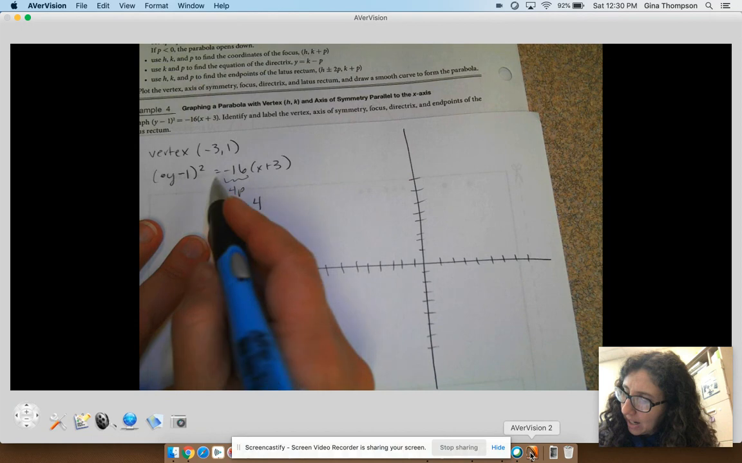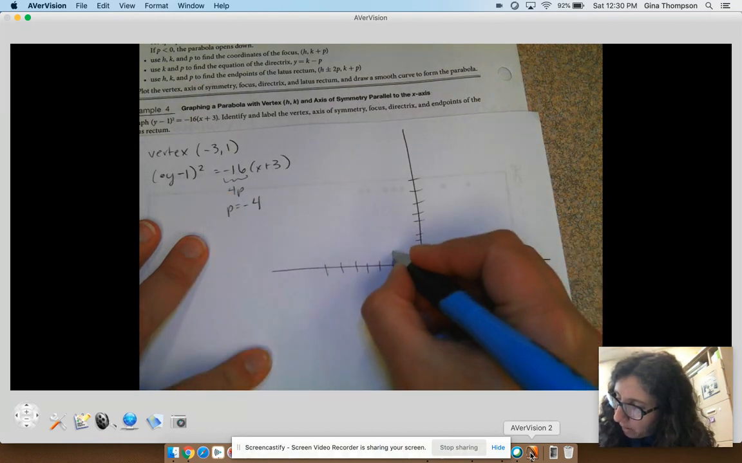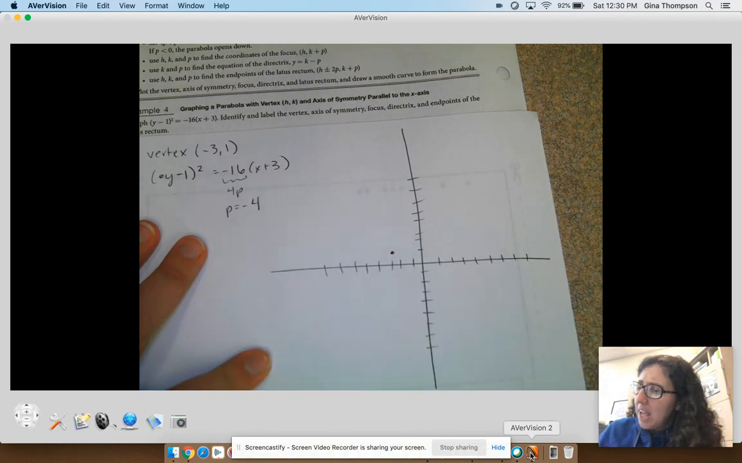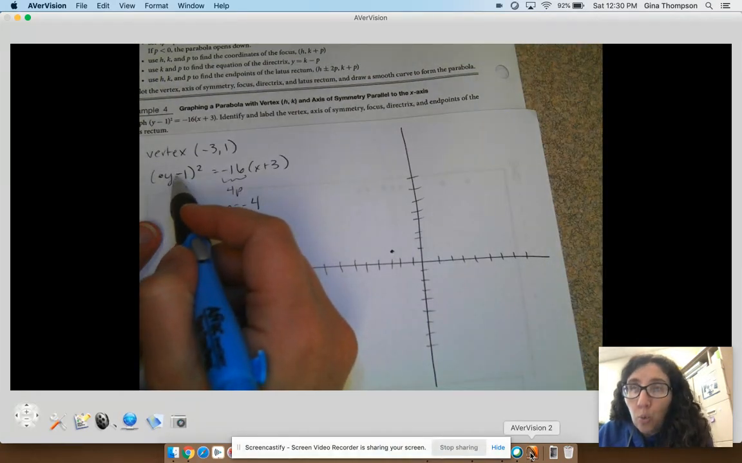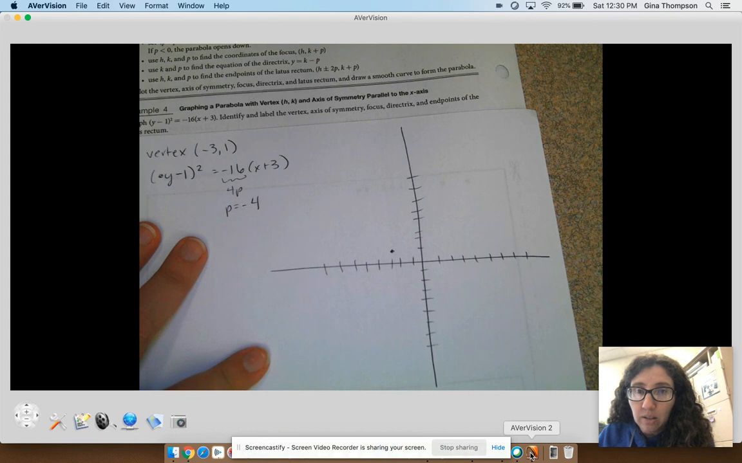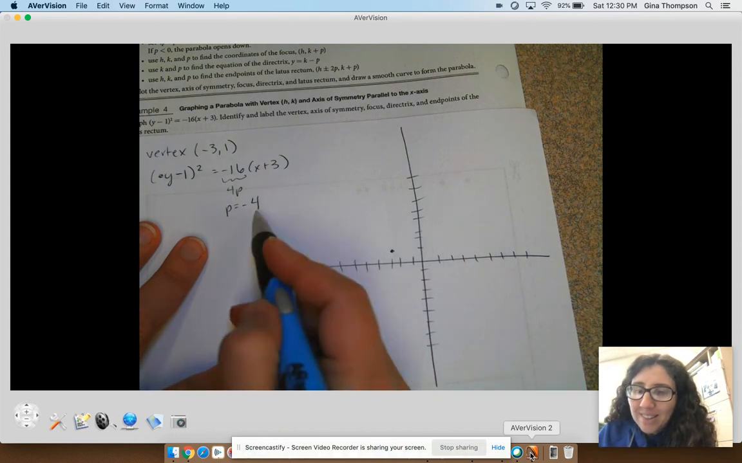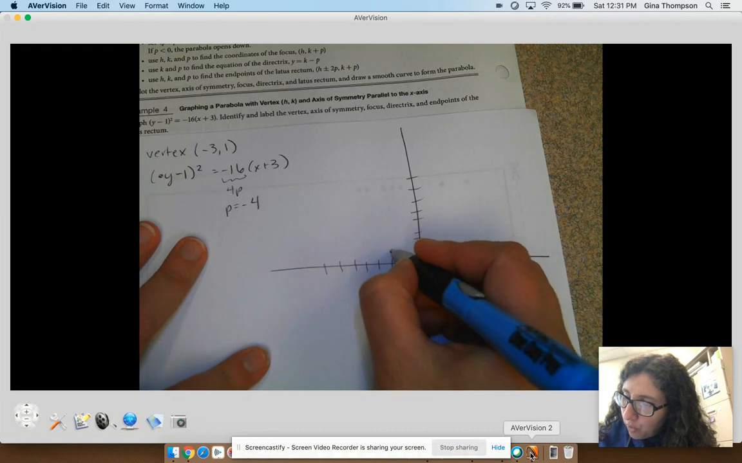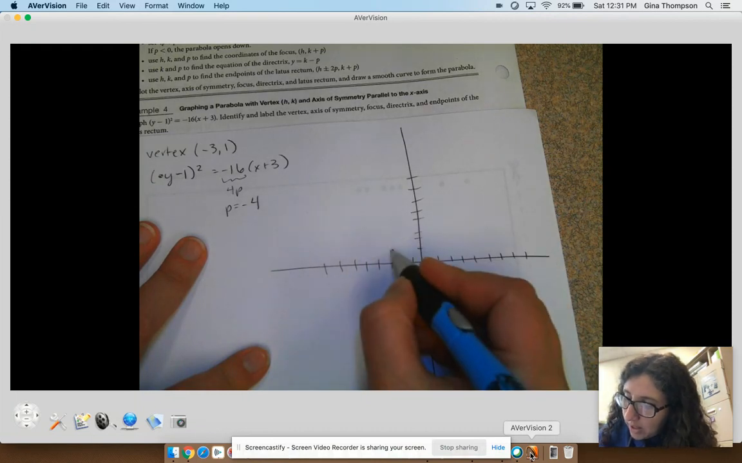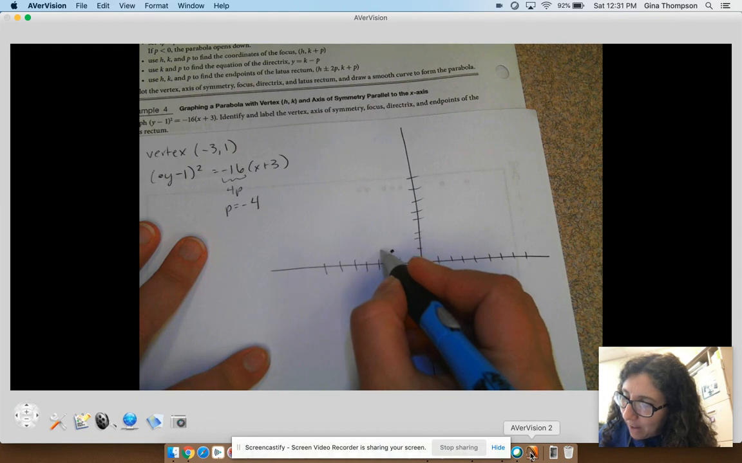So we know our vertex is at negative 3, 1. There's our vertex. And this is going to open which direction? The y squared is the y term that's squared, so it's going to open to the left or to the right. Okay. Our p is negative, so that tells us, here's our vertex. Our focus is we're going to go 4 units to the left.